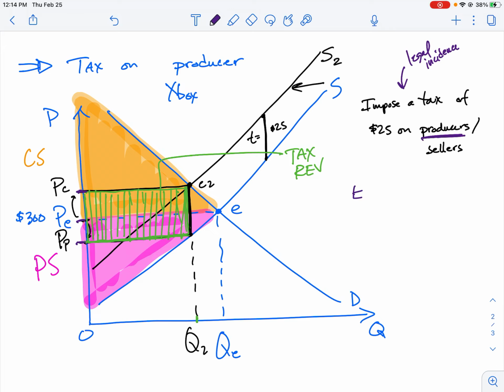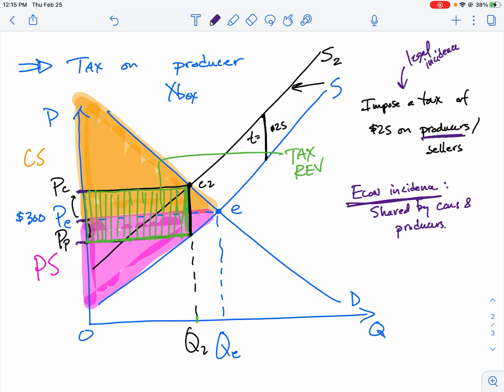And so when we think about the economic incidence, who bears the burden of the tax, we see that some of the tax revenue is carved out of what was an orange area of consumer surplus, and part of the tax revenue is carved out of the pink area, which was producer surplus. So the economic incidence is actually shared by consumers and producers. So the economic incidence falls on both.